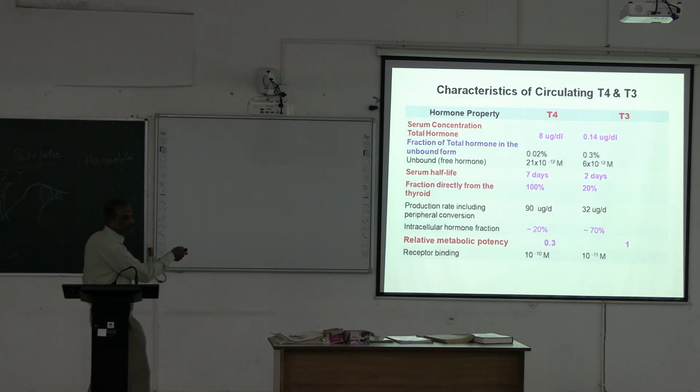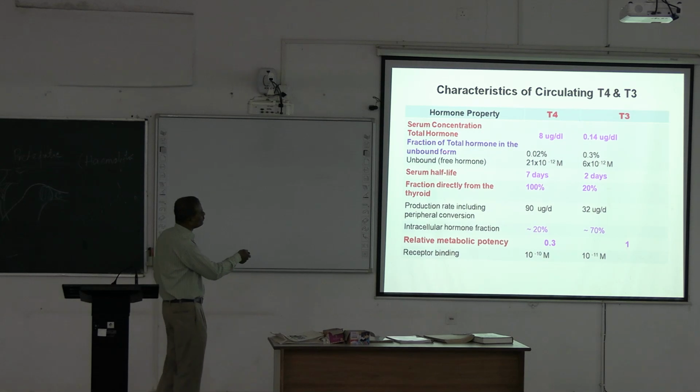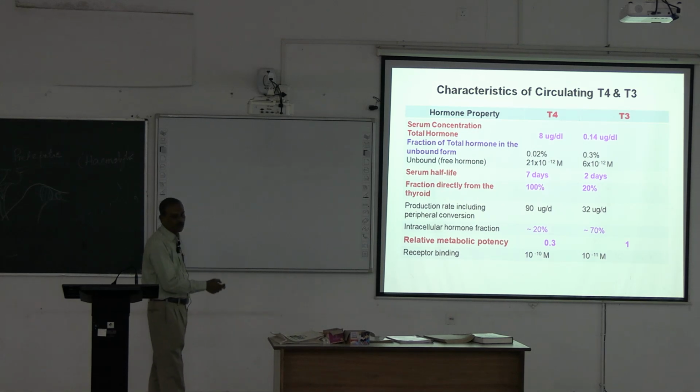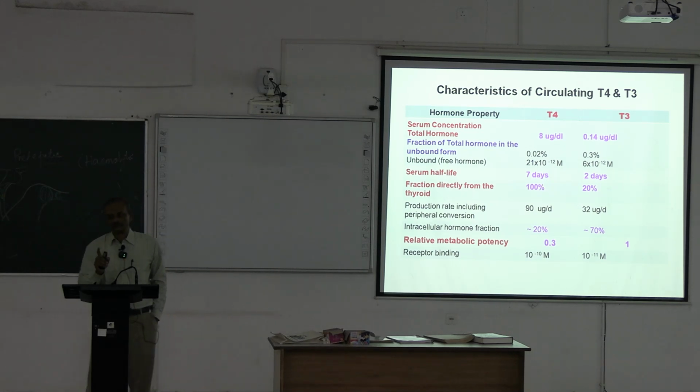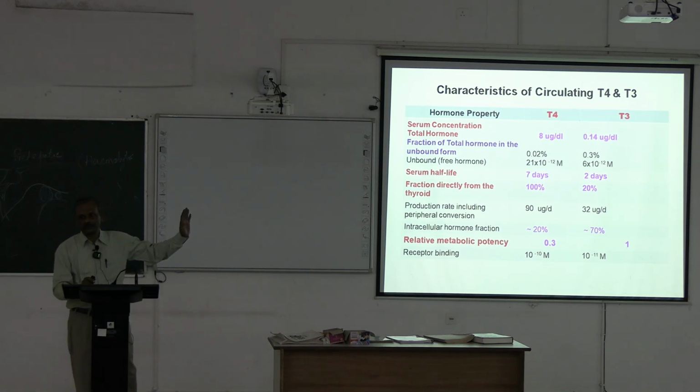Write these three points down. Total serum concentration, you see, is very low. T3 is 0.14 microgram per deciliter, and T4 is 8 microgram. Serum half-life of T4 is 7 days, T3 is 2 days. Fraction directly from the thyroid gland, I told you, is 100% for T4, and this is 20% for T3, from 80% peripheral conversion. And metabolic active potency, T3 is 3 times more potent than T4. These 4 points you must remember. Rest forget, you will remember later.